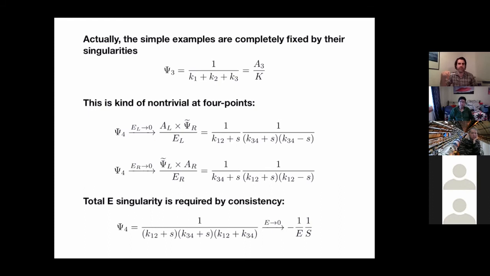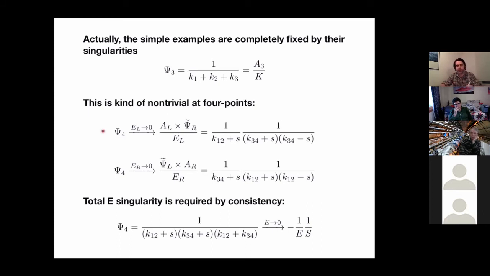That residue of the singularity is the corresponding flat space scattering amplitude. It turns out that just totally pins down the object to just be 1 over the total energy. Okay. It turns out that this is actually a slightly non-trivial thing to satisfy at 4 points, because now there are 2 different partial energy limits I can take.